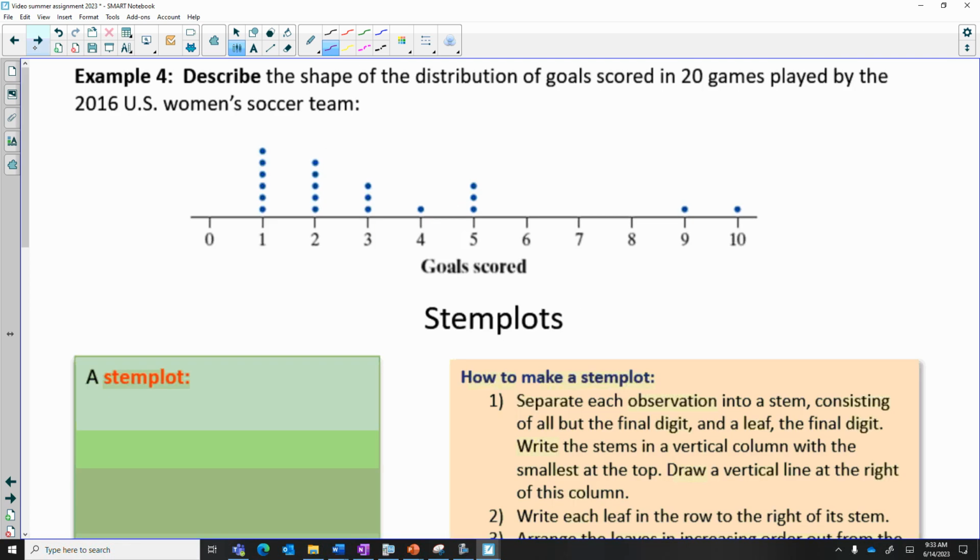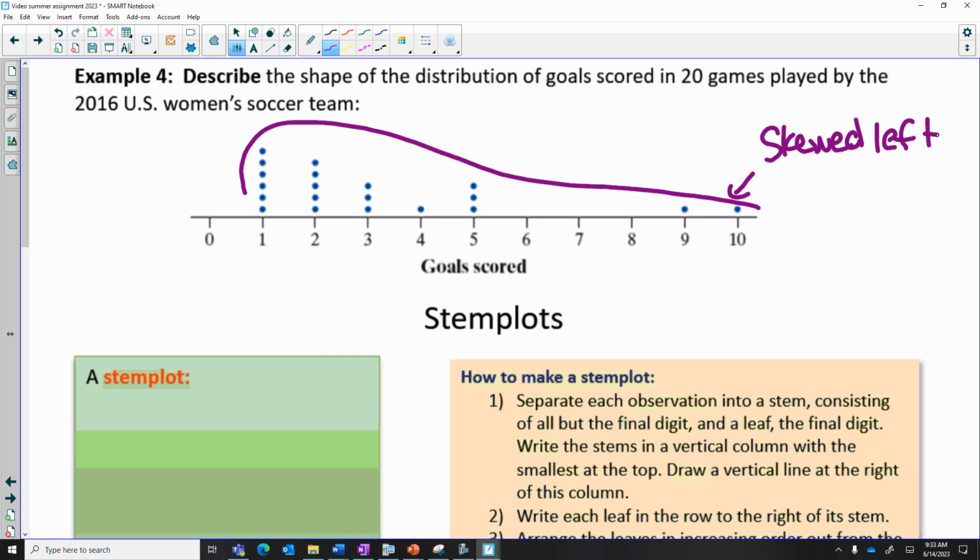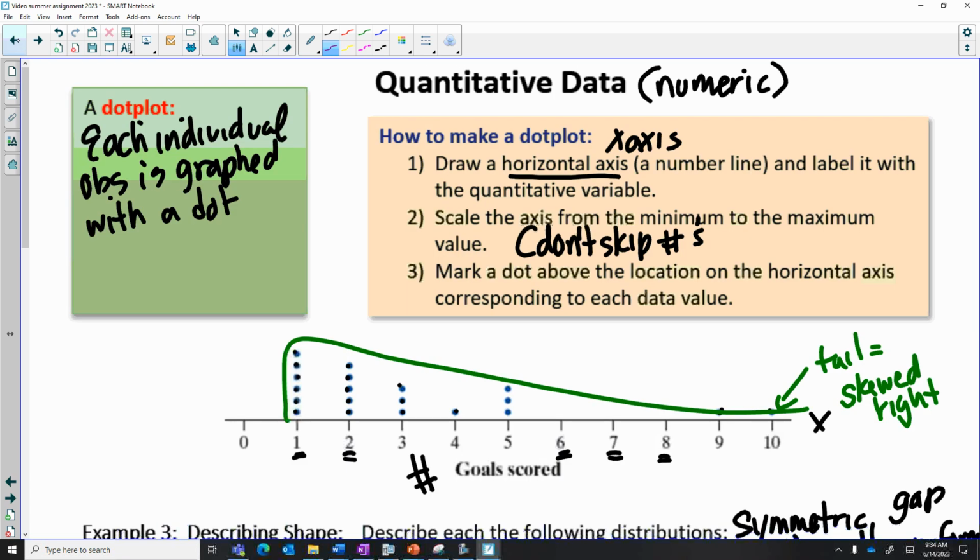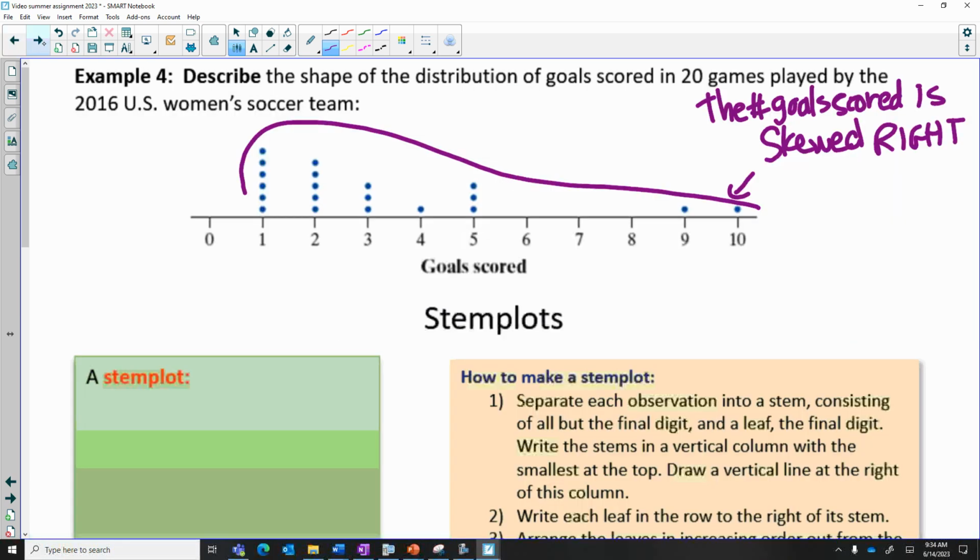Now, you see this question again. This is the same one. This says describe the shape. So we want to say the direction of the skew. It is skewed left. We also want to say the context. So this was the number of goals scored in the 20 games played by the U.S. Soccer team in 2016. So we will want to say that. We want to say the number of goals scored by the U.S. women's soccer team is skewed. Oh my goodness, I said skewed left. It's skewed right. I hope I didn't say skewed left on the previous one. No, it's skewed right. Good. This is the right-hand side. It is skewed right.